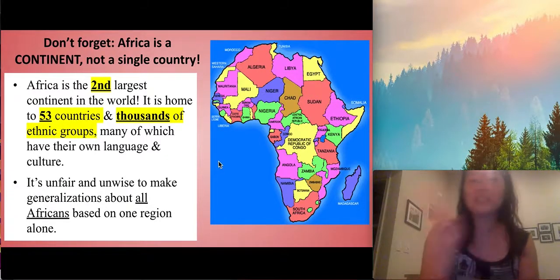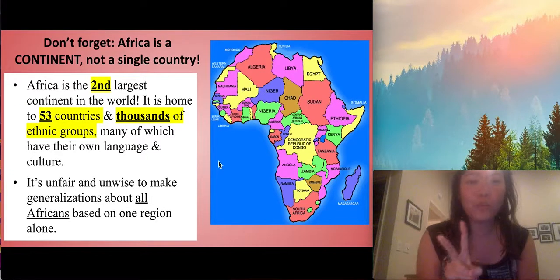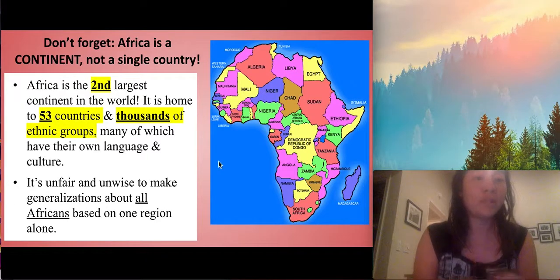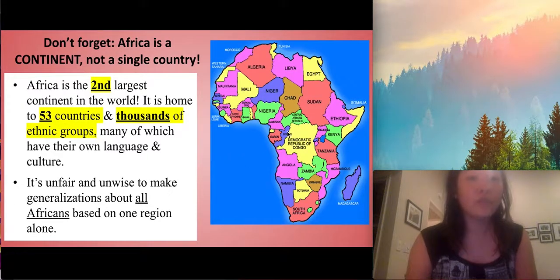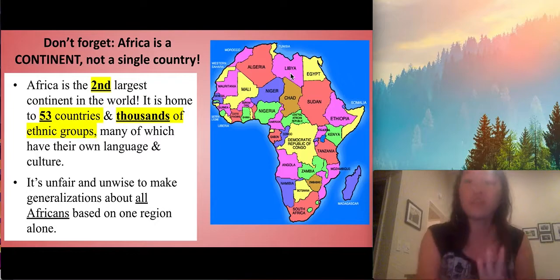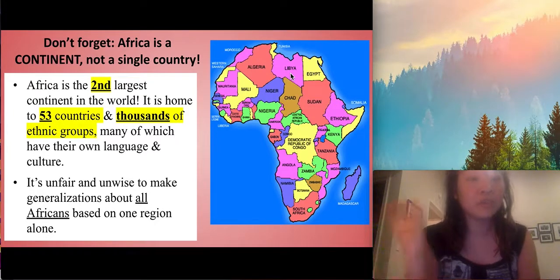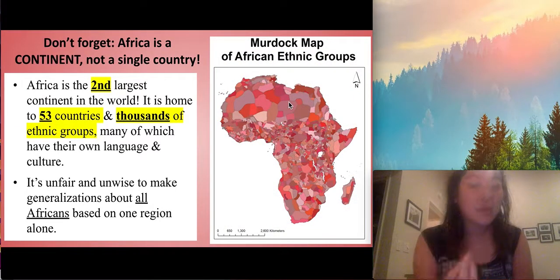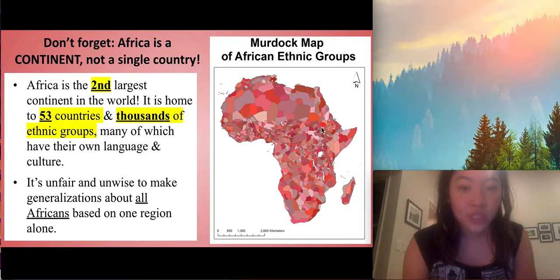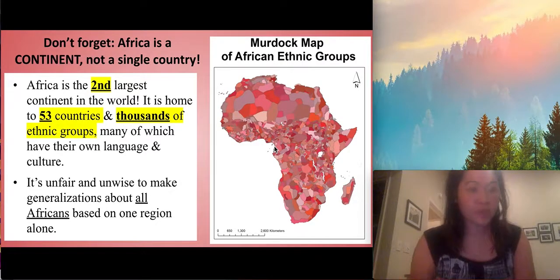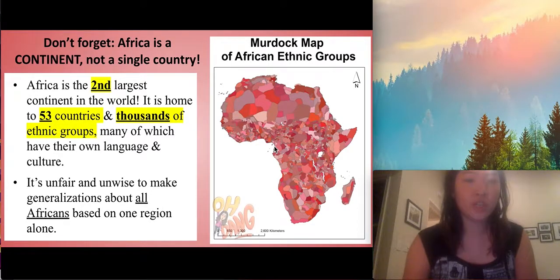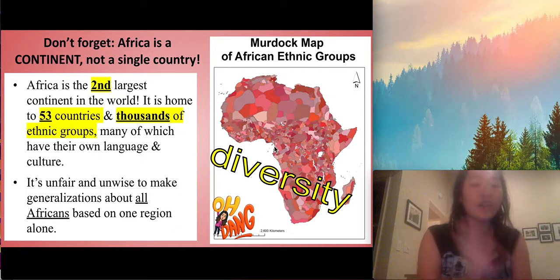In fact, Africa is the second largest continent in the world. It is home to 53 countries and thousands of ethnic groups, many of which have their own language and culture. So if we look at this political map, we see about 53 countries. And then if we were to divide that up into all the different ethnic groups, wow, right? There are thousands. All of these different regions represent a different ethnic group. So it is really unfair and unwise to make generalizations about all Africans based on one region alone, right? Like, it's incredibly diverse.